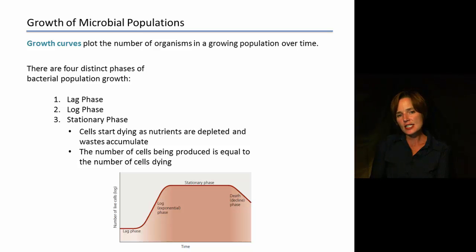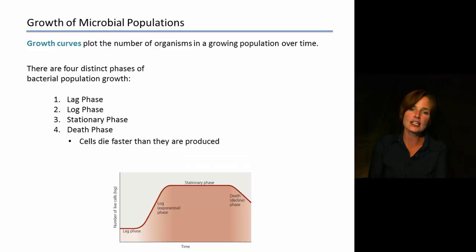So when we're looking at the stationary phase, we have new cells being produced at pretty much the same rate that cells are dying off. So we will once again be at a steady line, a solid line where we don't see an increase or really a decrease in our population size.